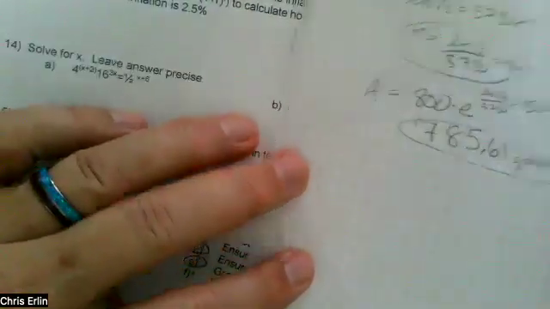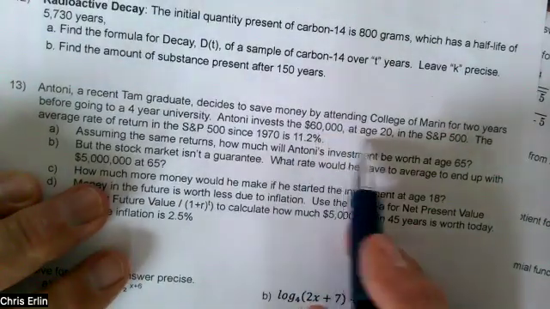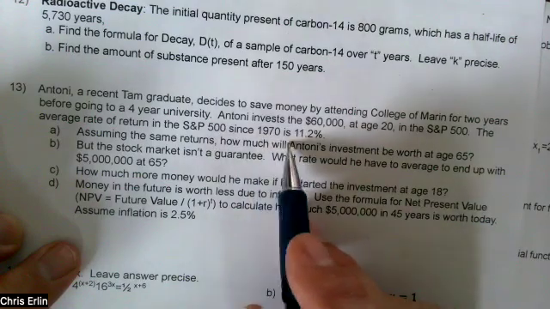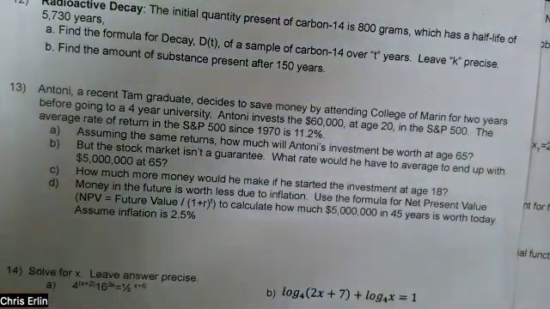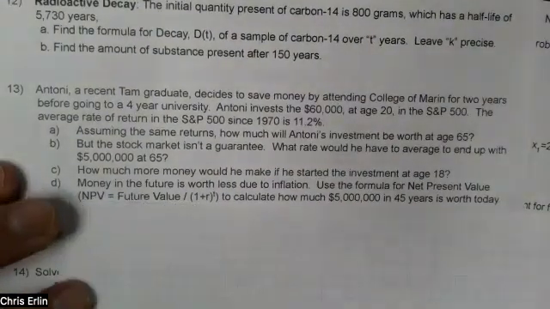Anthony, a recent TAM grad, decides to save his money by attending College of Marin for 2 years before going to a 4-year university. Anthony invests the $60,000 at age 20 in the S&P 500. The average rate of return in the S&P 500 since 1970 is 11.2%. Assuming the same rates of return, how much will Anthony's investment be worth at age 65?